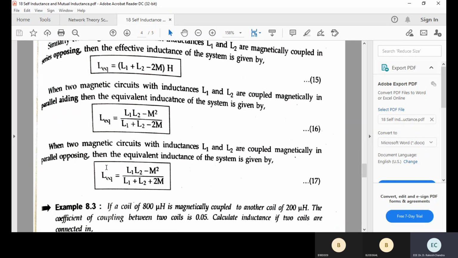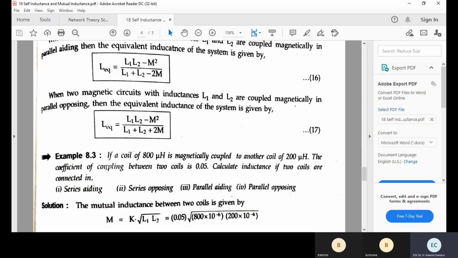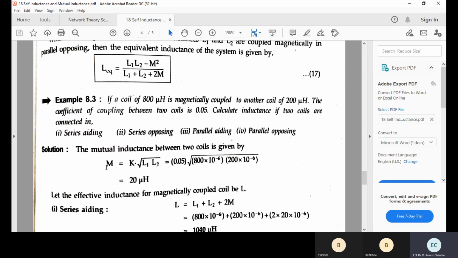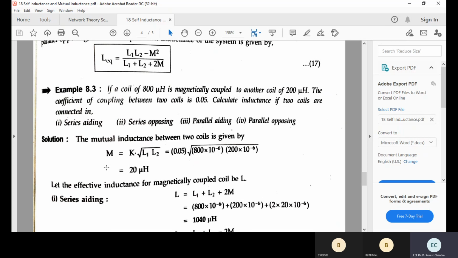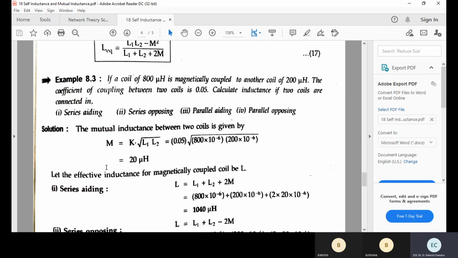This is the concept related to magnetically coupled circuits. We'll take a simple problem. If a coil of 800 microhenry is magnetically coupled to another coil of 200 microhenry, and the coefficient of coupling between the two coils is 0.05, then calculate the inductance of the two coils. That means we have to calculate the equivalent inductance of the combination.